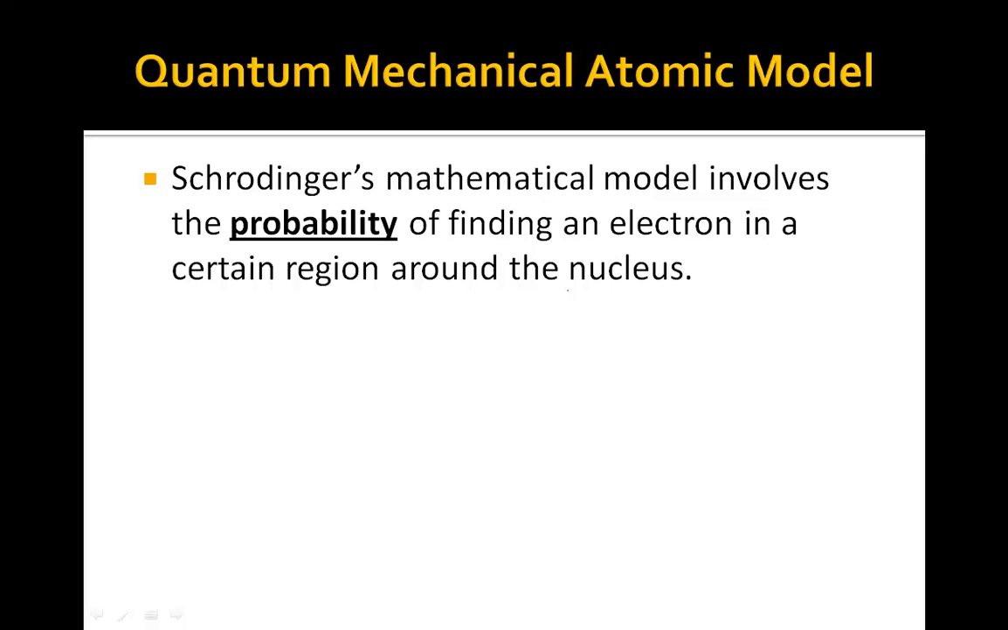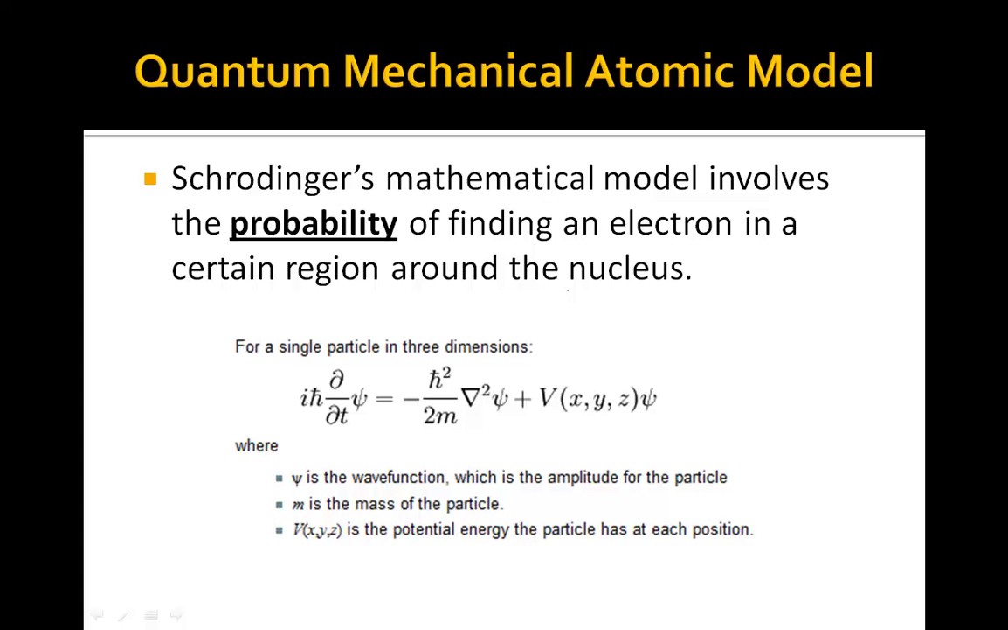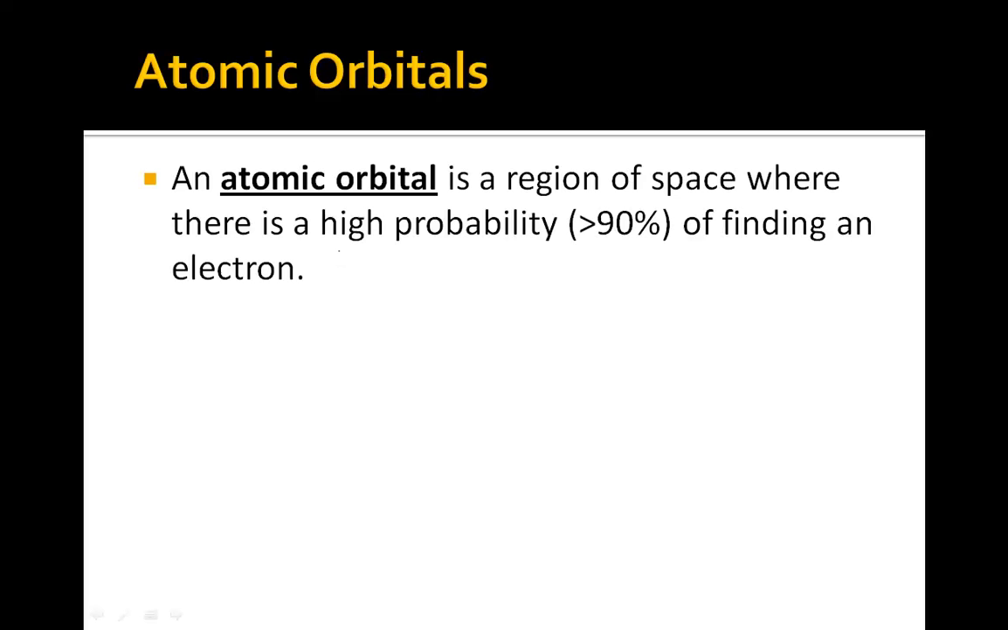Schrödinger's mathematical model involves the probability of finding an electron in a certain region around the nucleus. This is just a really fancy equation, one of the equations that Schrödinger used. You don't need to know this, but the idea that I want you to think about is that when we're thinking about where the electron is around the nucleus, it's just a probability or a chance of finding that electron around the nucleus. We don't know for sure where it exactly will be, but there's a very high probability of finding that electron.